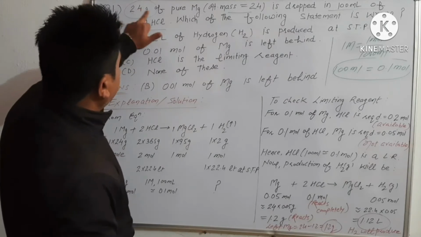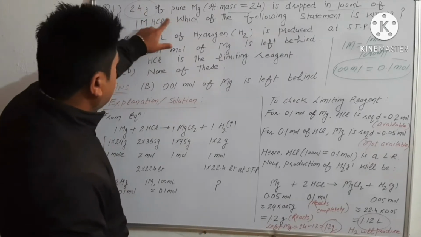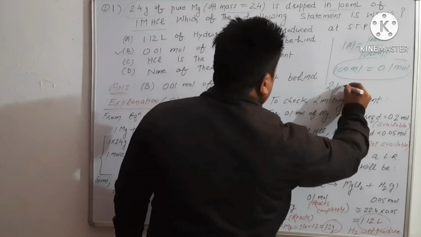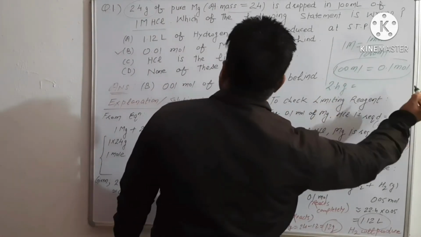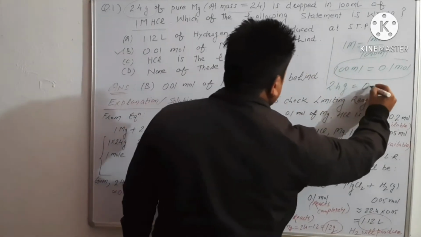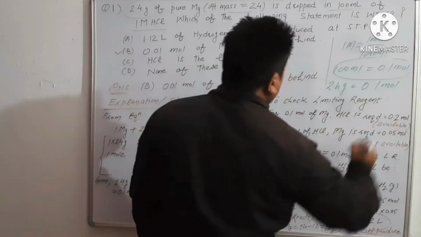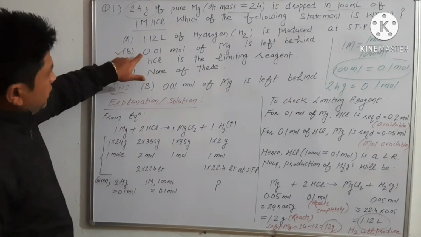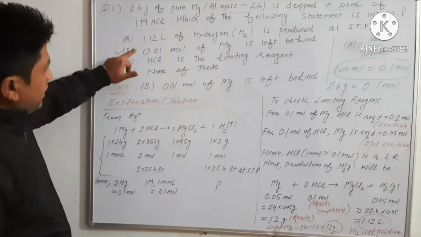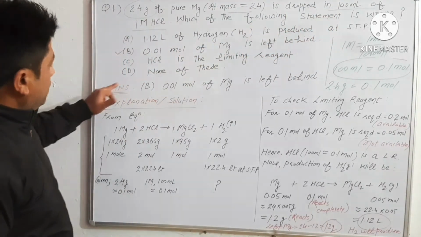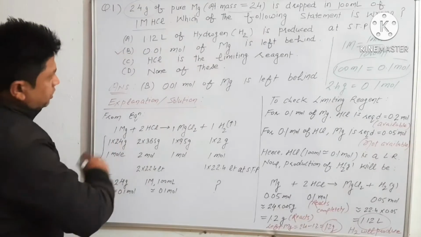And 2.4 gram: we can take 24 gram as equal to 1 mole, so 2.4 gram will be equal to 0.1 mole of magnesium. Options are given. The question is actually asking which statement is wrong, so let me see the explanation and solution.